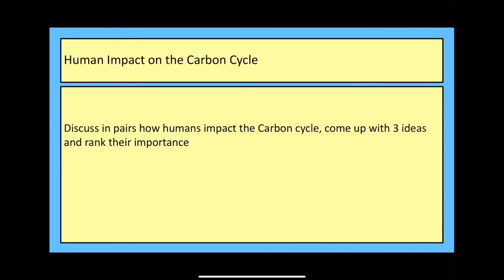So at this point, we want to think about how humans impact the carbon cycle. You can take a moment to come up with some ideas of how humans impact the carbon cycle and how important each one is.